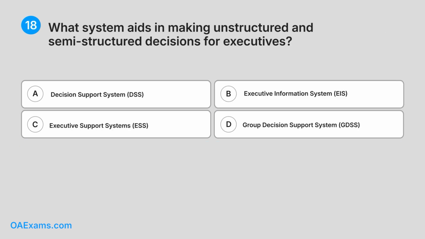18. What system aids in making unstructured and semi-structured decisions for executives? A. Decision Support System, DSS. B. Executive Information System, EIS. C. Executive Support Systems, ESS. D. Group Decision Support System, GDSS. Can you guess the answer?